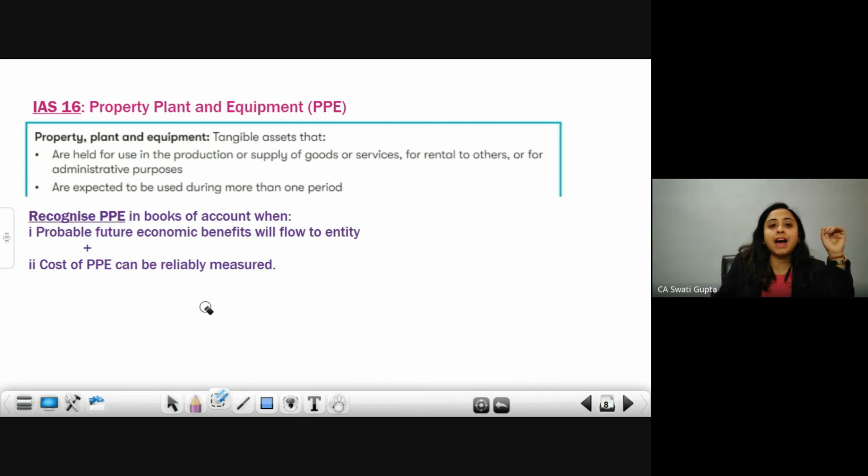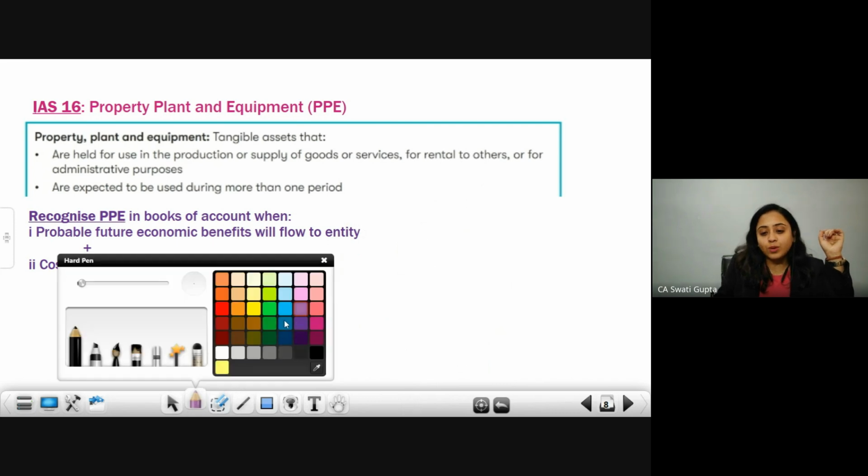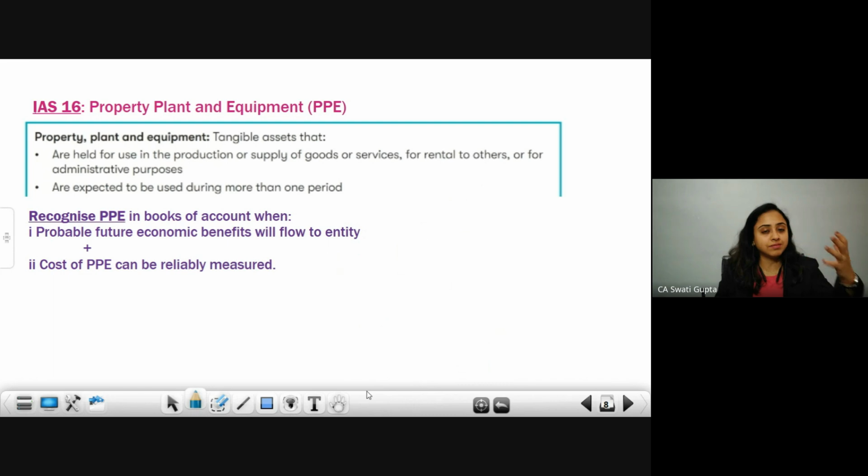Now coming back to the definition. To understand this entire standard, we really need to understand small critical definitions. I will not go into the technical jargon. Instead, we'll try to simplify it as much as possible. So any asset that is being held for production or supply of goods and services, or for rental to others. Rental to others means the business is of renting out.